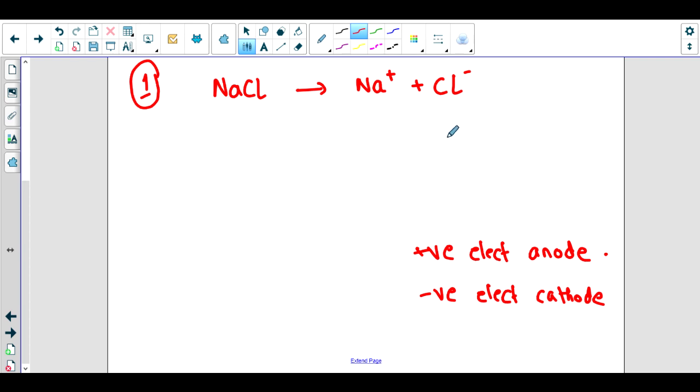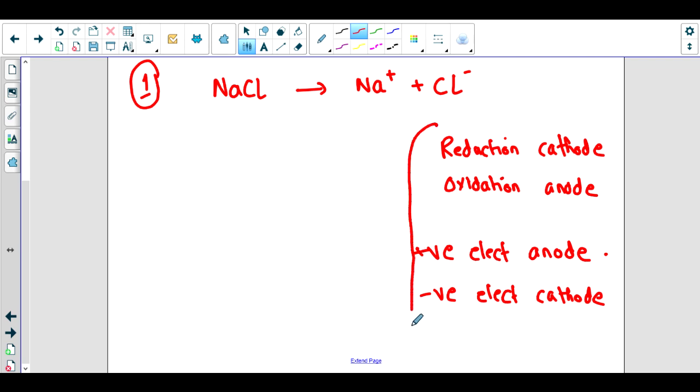Now, the second thing you should know is that in both the cells, whether voltaic or electrolytic, reduction occurs at cathode and oxidation occurs at anode. This is something we should know from the theory.